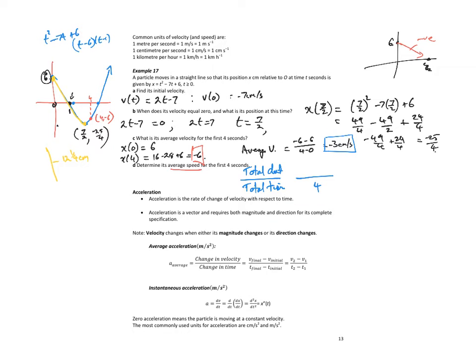Now, in the next half a second, I travelled back to there at negative 6. So that little section there, I went from negative 6.25 to negative 6, which means I travelled 1/4 of a centimetre. So the total distance I travelled, if I add them together, is 12.5 centimetres. If I divide 12.5 by 4, I get 3.125 centimetres per second as my average speed.